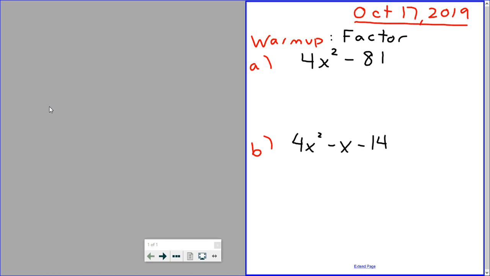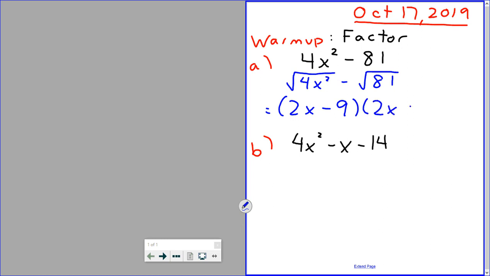Okay, go ahead. She square rooted it? Yeah. So this one's going to be, as you said, the square root of 4x squared minus the square root of 81. What did you say it is? 2x minus 1. And then is that it? No. It's x plus 5.